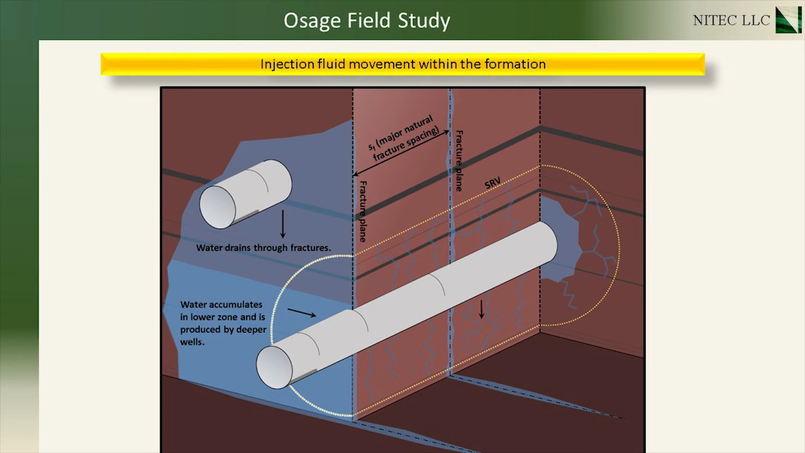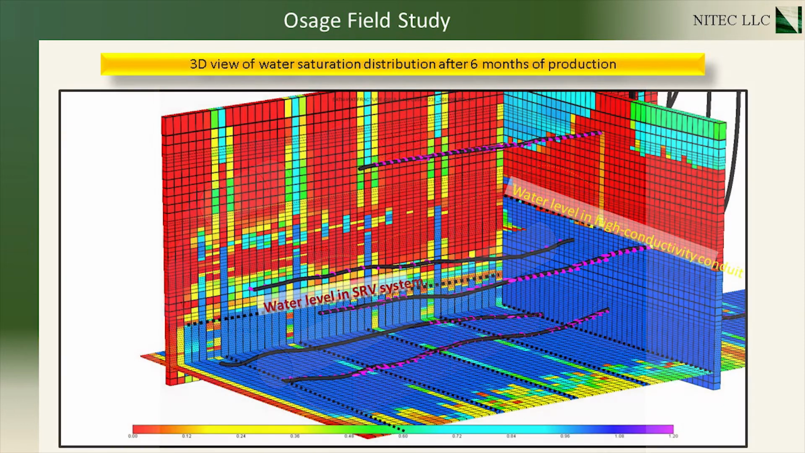Note that these two fracture systems, the typical SRV system and the high conductivity fractures, are connected, and this can be thought of as a triple porosity system. We see here a visualization of the water saturation in the fracture porosity after 6 months of production.